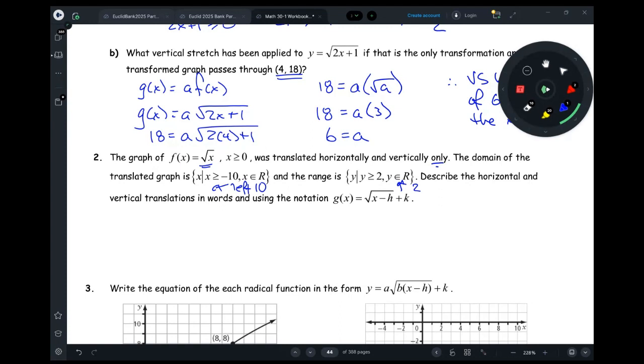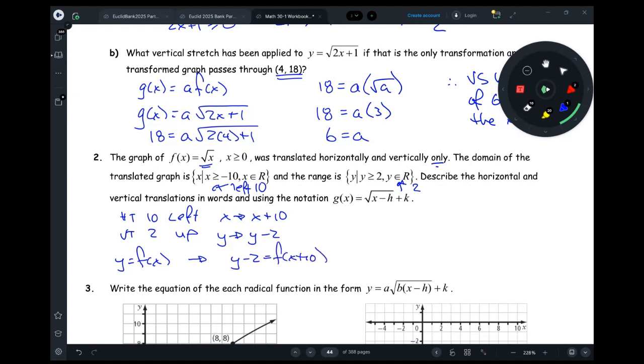Okay, so it says describe the horizontal and vertical translations in words. We've got a horizontal translation 10 to the left, vertical translation 2 up. So this is going to be replacing x with x plus 10 in our function. This is going to be replacing y with y minus 2 in our function. So we would get y equals f of x becoming y minus 2 is equal to f of x plus 10. So now let's put that into our radical function.